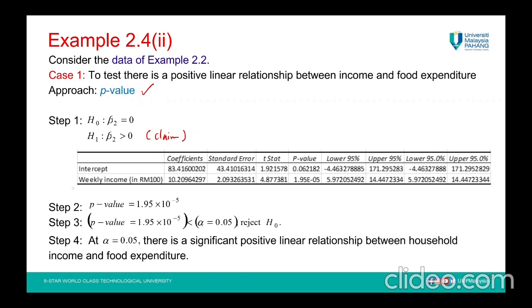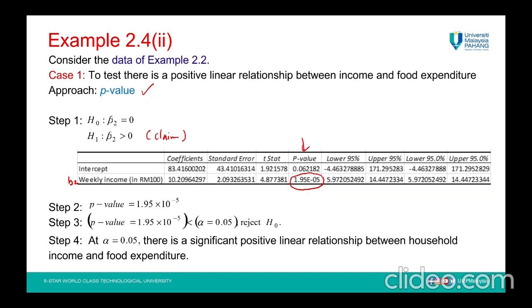In step 2, we need to get the p-value. The p-value can be obtained from the p-value of B2. B2 is here. So get the p-value for B2, which gives us the value of 1.95 times 10 to the power of minus 5.